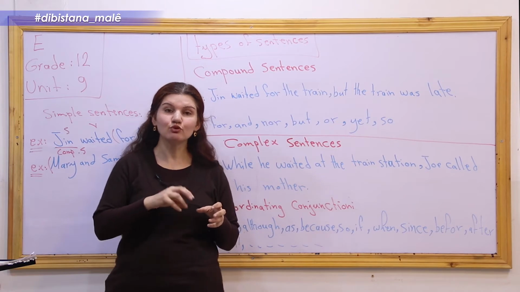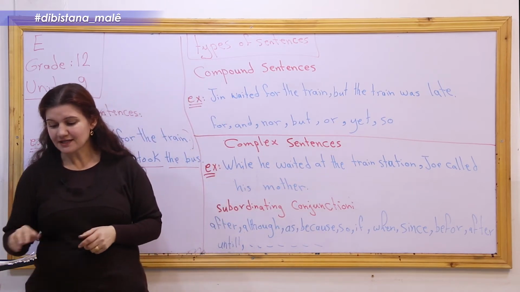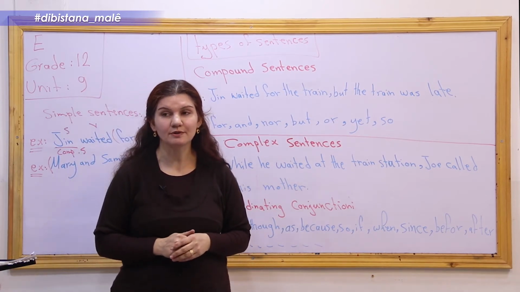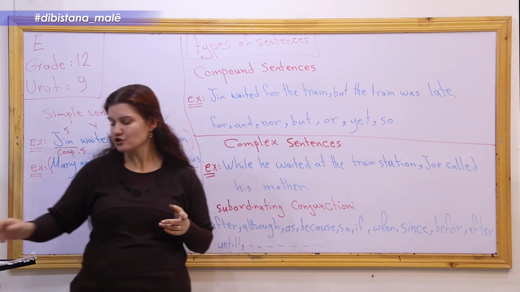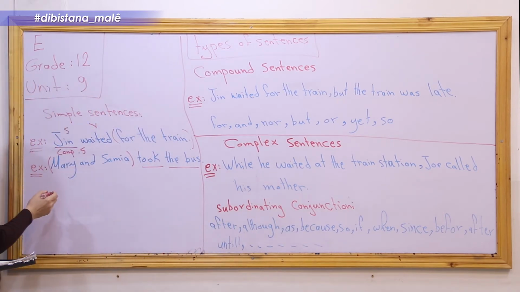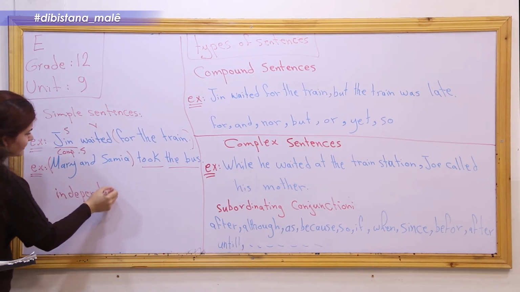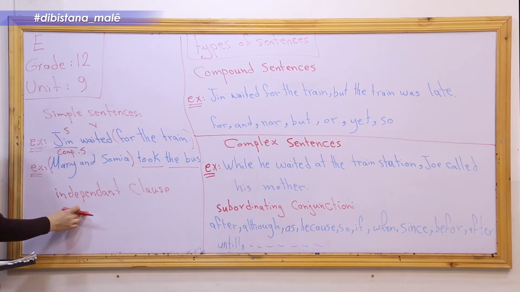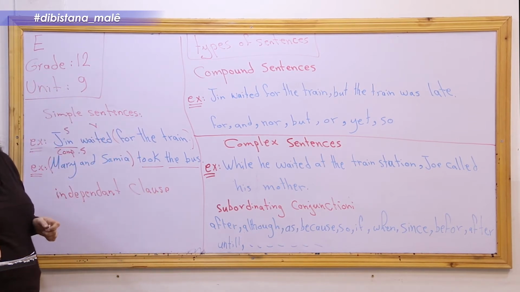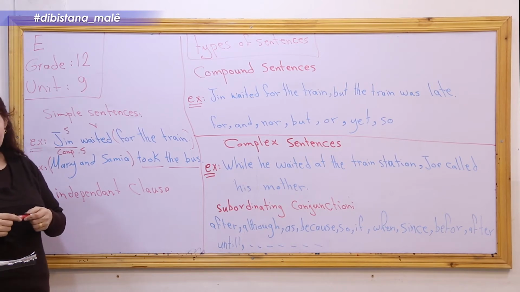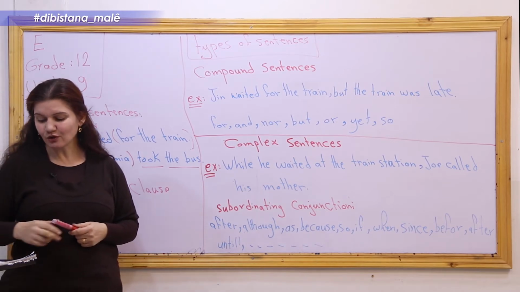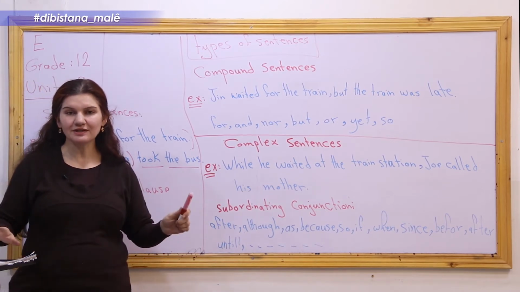So a simple sentence can also be referred to as an independent clause. So our simple sentence is referred to as an independent clause. It is referred to as independent because while it might be part of a compound or a complex sentence, it can also stand by itself as a complete sentence.